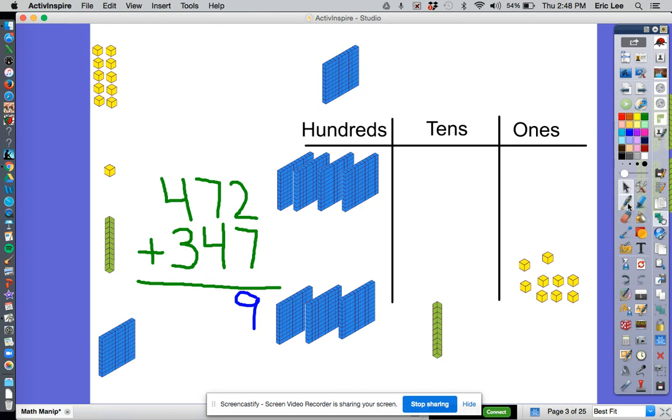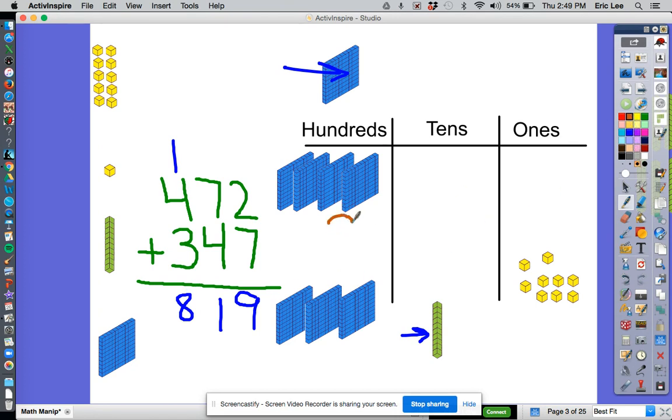So it'll look like this when we do it on paper. 7 plus 4 equals 11. So I leave my 10 there. There's my 10. And I'm going to put that 100 in my hundreds column. There's that 100 right there. And I'm going to add my hundreds now. So I have 1 plus 4 plus 3. 1 plus 4 is 5. 5 plus 3 equals 8. So I have 819.